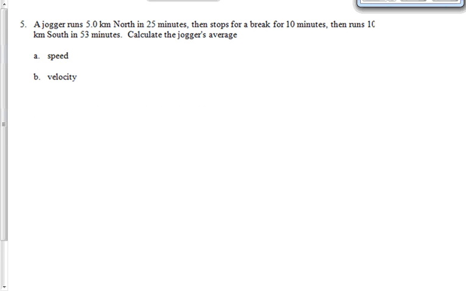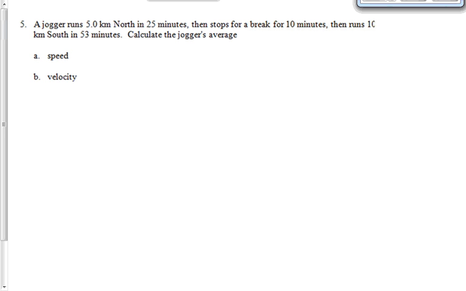Take a look at question number 5 on the back of this worksheet now. It says a jogger runs 5 kilometers to the north in 25 minutes, then stops for 10 minutes, then runs 10 kilometers south for 53 minutes. What's the average speed and the average velocity for this runner?